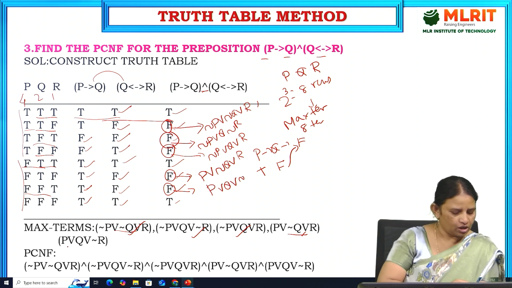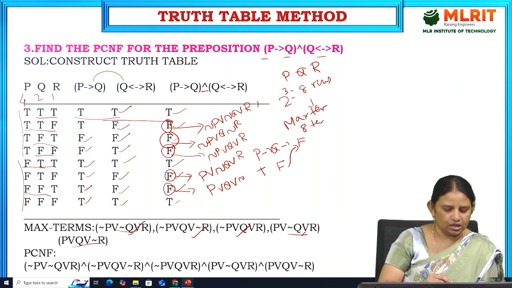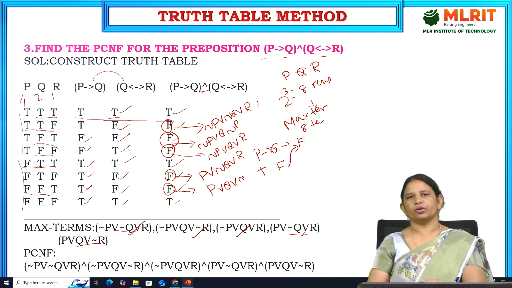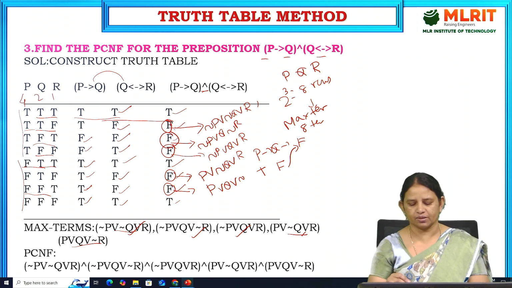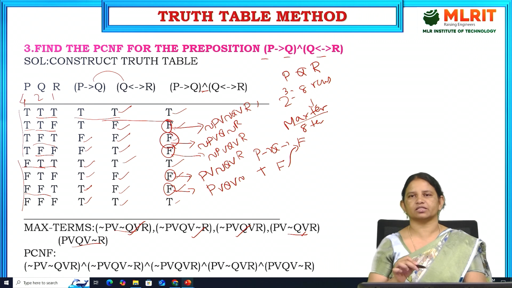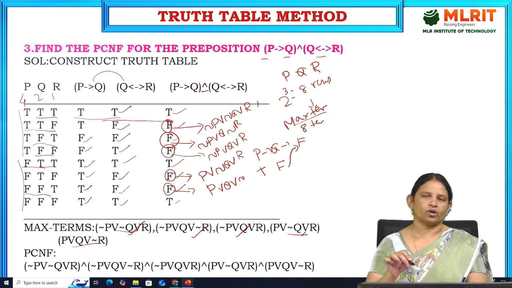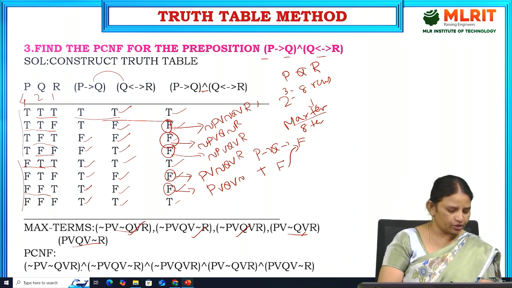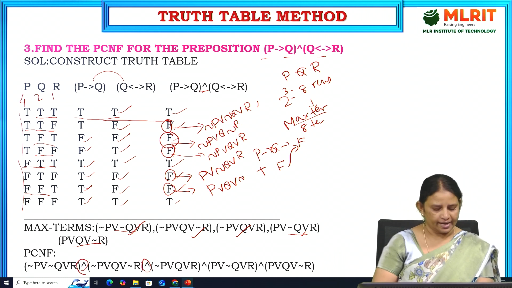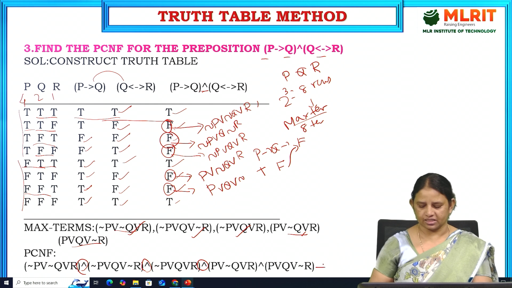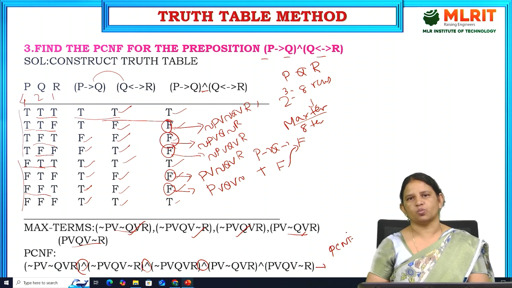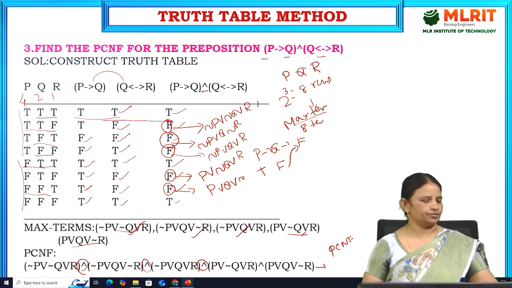So in total, we are going to get 5 max terms. What is the number of max terms? The maximum number of max terms is 8. Out of 8, we are going to get 5 max terms. Then take the product of all the max terms, that means you can use the product symbol in between all the max terms. This is the corresponding PCNF.